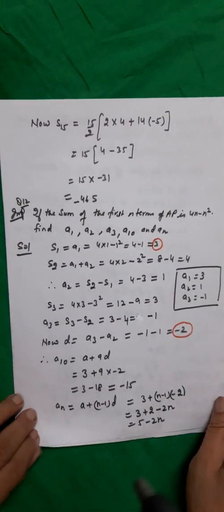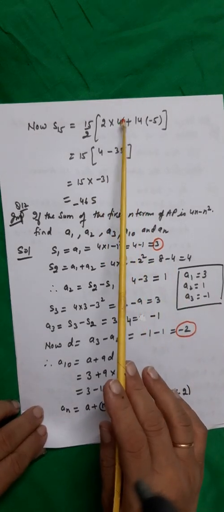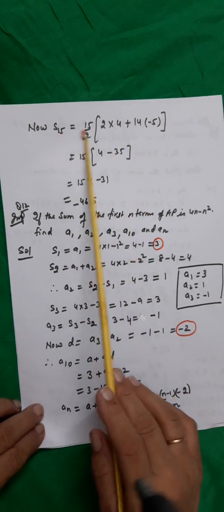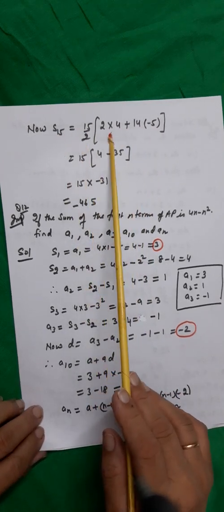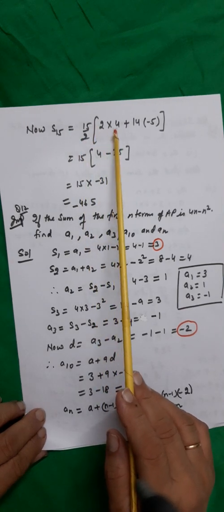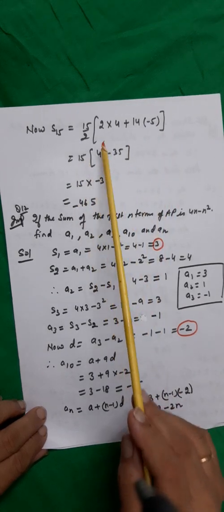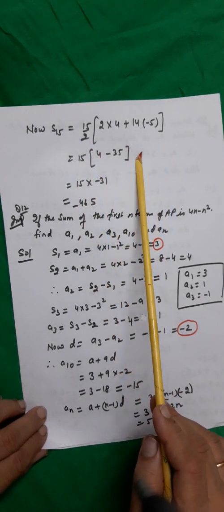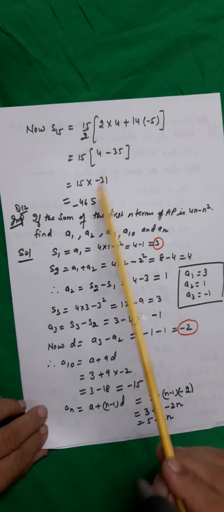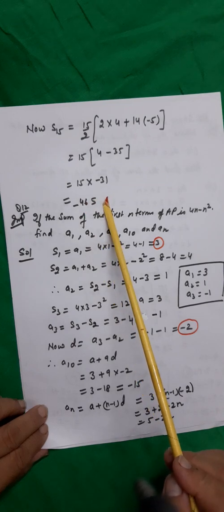If it is an AP, I can find S15 easily, where here we know a is 4 and d is −5. Substitute the values in the formula of Sn. So S15 will be equal to 15/2 into (2 into 4 + 14 into −5), which is equal to 15 into (4 − 35), which is equal to 15 into −31. This is equal to −465.